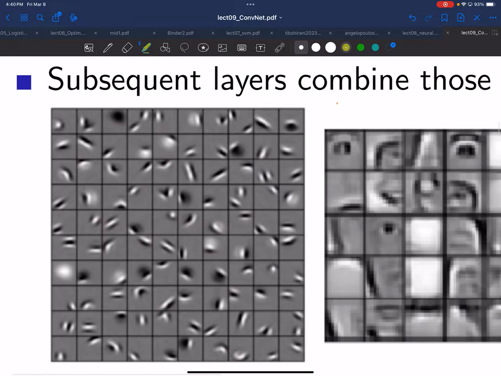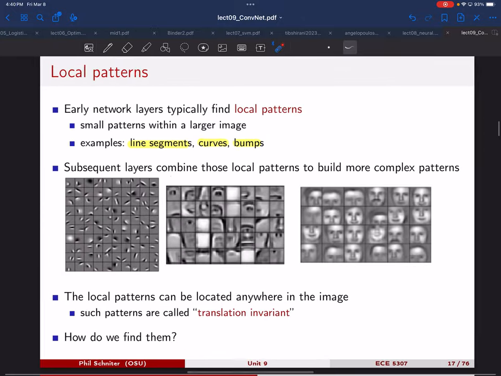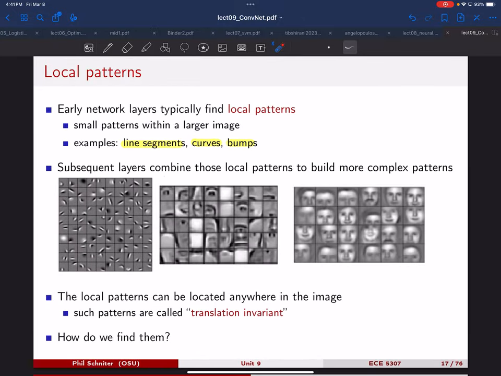So maybe they are shapes like this. For example, in these pictures, gray would be zero. Let's say white would be positive and black would be negative. So when we're talking about a shape like this, I guess we'll talk a little bit more about convolution to understand how those shapes are used. But the idea for now is we're looking for these simple local patterns like edges or dots or bumps or whatever.